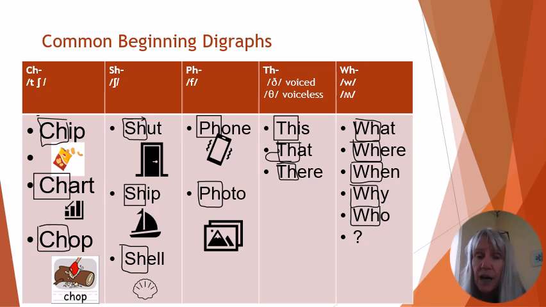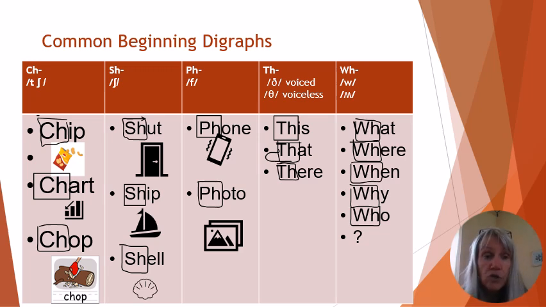So we are seeing common beginning digraphs. There are 5 common digraphs up on top, which are one grapheme of 2 letters to represent one sound. We hear the ch sound represented by ch. We have the sh sound represented by sh. We have the f sound represented by ph. We have the th sound represented by th, and it can be voiced or voiceless. And we have the w sound represented by wh.